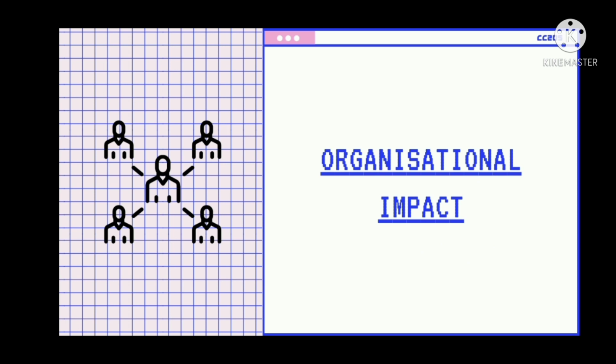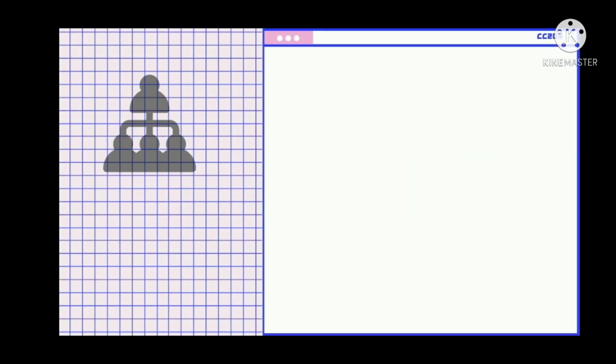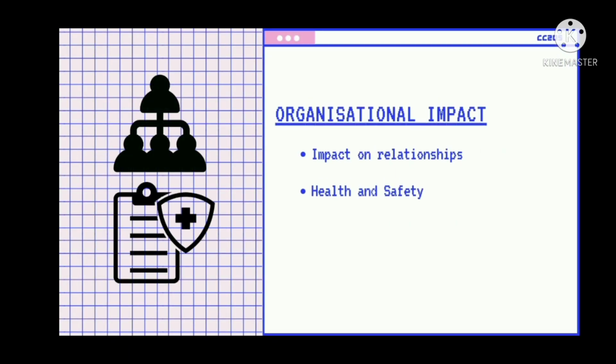Moving on to the organizational impact. The following are the organizational impact: impact on relationships and health and safety. To conclude, we cannot think of modern life without ICT. At the same time, we cannot deny the abuses of ICT. So, we need to be careful to ensure the proper use of information and communication technologies.